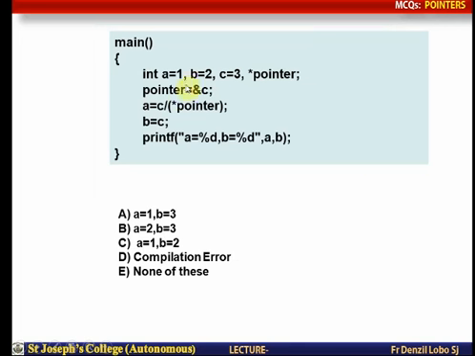So here we have, just check what is the answer for this. A comma B. A is equal to what? C divided by the value at the pointer. What is the value at the pointer? 3. So C divided by 3, therefore it is going to be 1. B is also equal to 3. As you see, C contains 3 and the pointer refers to the address of C.